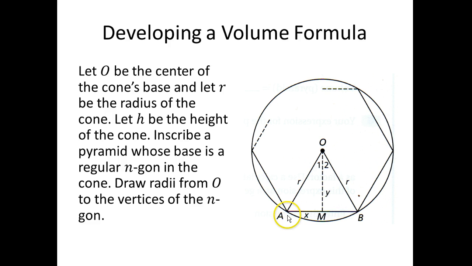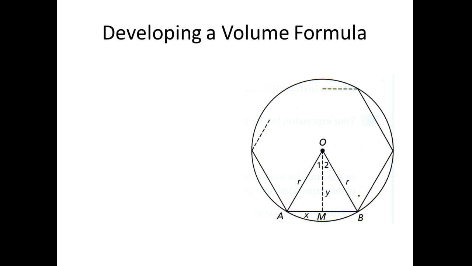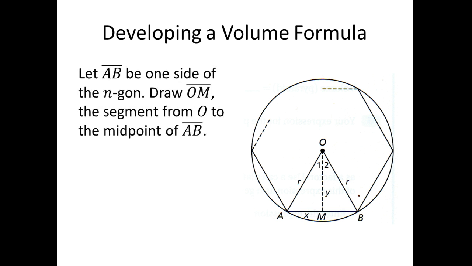Okay. Now if you notice, as the number of sides of this n-gon increases, you should get closer and closer to the area of this circle. Okay. So first thing to notice is let AB be one side of this n-gon, okay, the base of the pyramid that's inscribed inside of this cone.